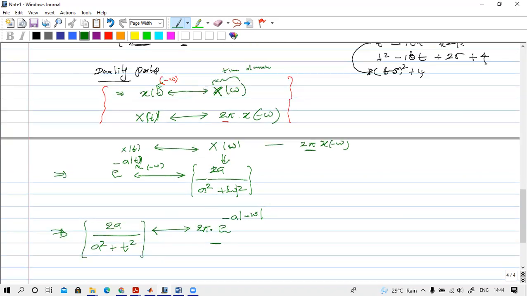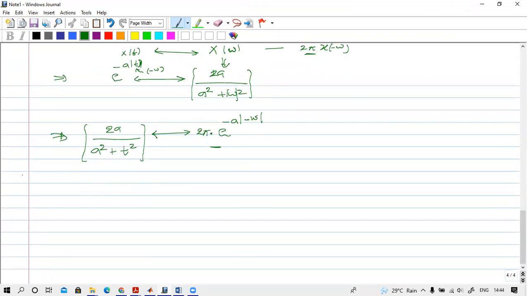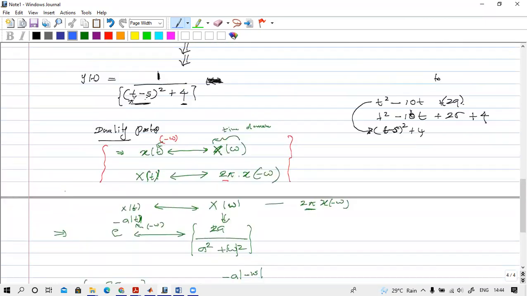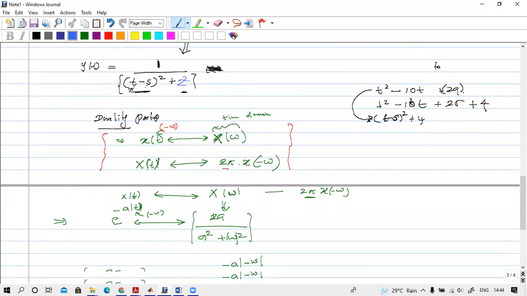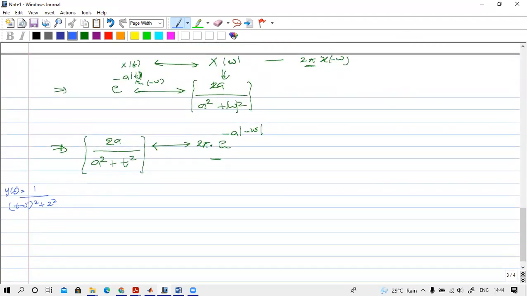So now you have this kind of function. What is your function? y(t) is equal to 1 by t square plus 2 square. Here you have 4, so I can write it as 2 square. As I have explained, this t minus 5 we can represent with capital T. Then we will get 1 by T square plus 2 square. So I will get this kind of signal.